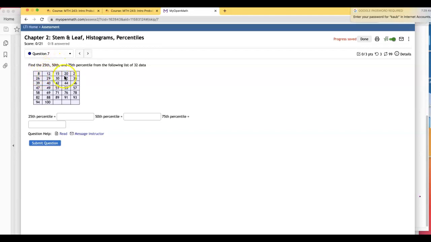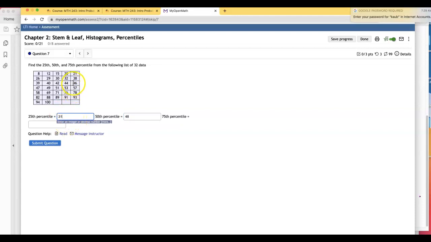Okay, so 1, 2, 3, 4, 5, 10, 15, 16. So it's between 47 and 49 is going to be the 50th percentile. So that's going to be 48. So I put in 48 here. Now, if you have 16 numbers and you cut that in half, that's going to give you 8 on each side evenly to get 16. So that means you're going to want the between the 8th and the 9th number averaged for the 25th percentile. So 1, 2, 3, 4, 5, 6, 7, 8. So it's between 30 and 32. The average of that would be 31.